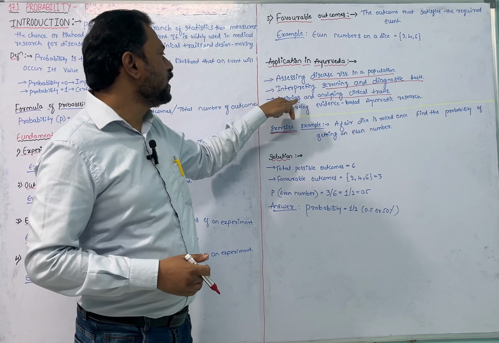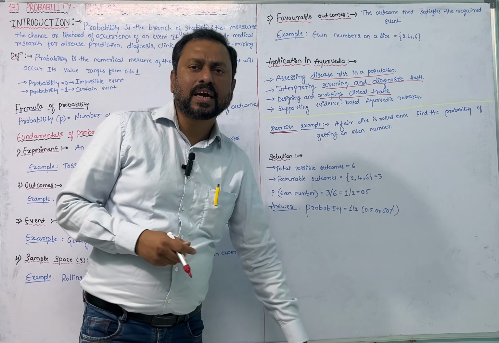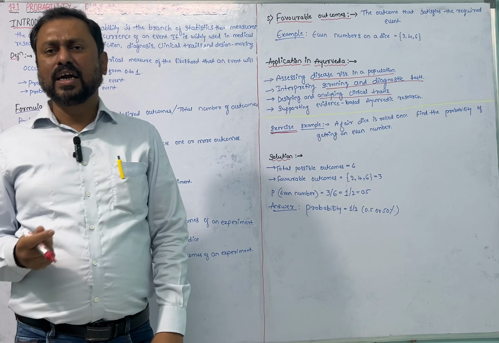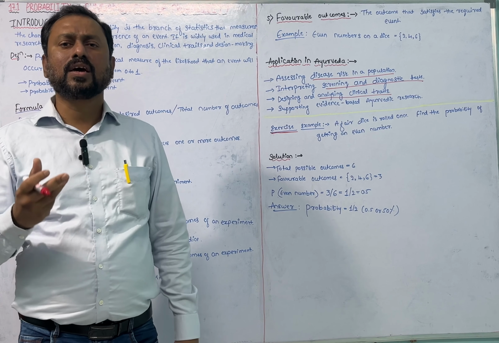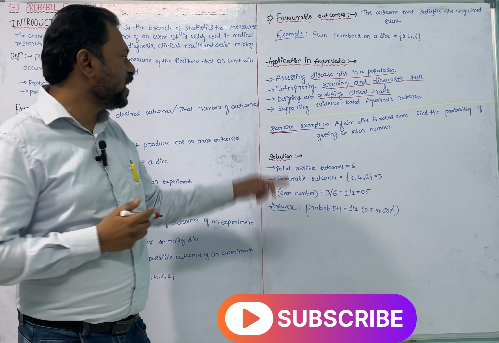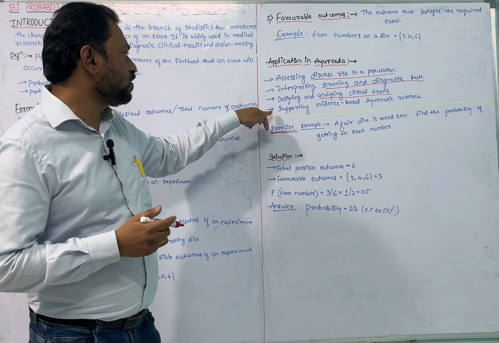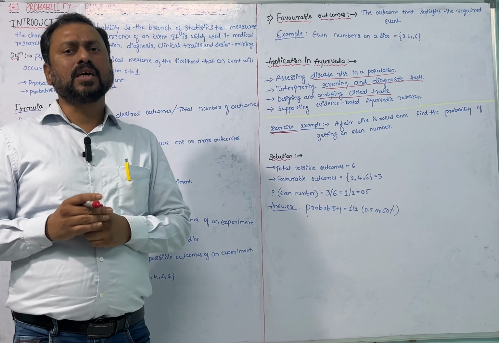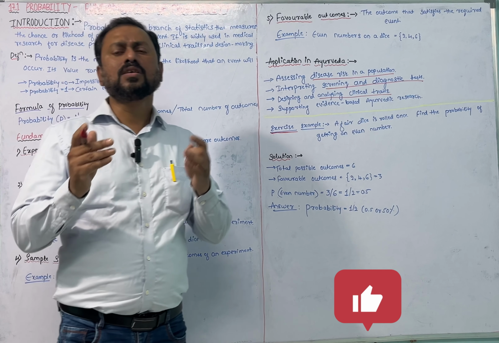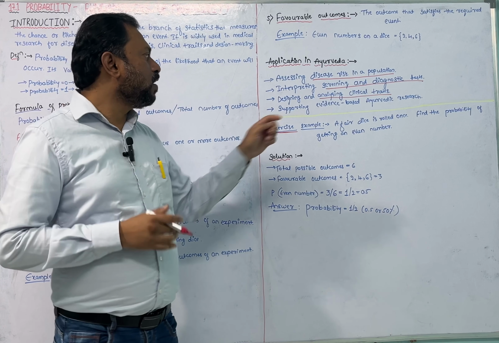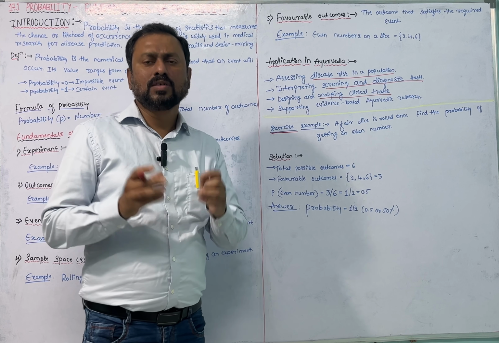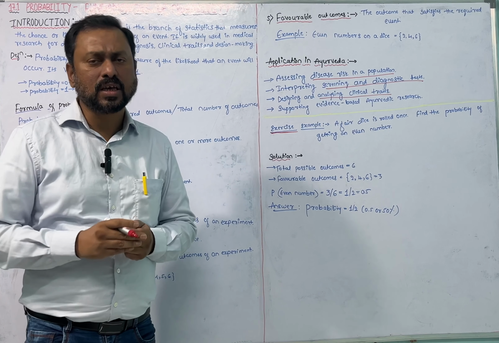Next is designing and analyzing clinical trials. If you are doing clinical trials, we are expecting what the outcome may be. Next one is supporting evidence-based Ayurvedic research. It means whatever research is there, we are converting into evidence-based medicine. For that, probability is helpful.